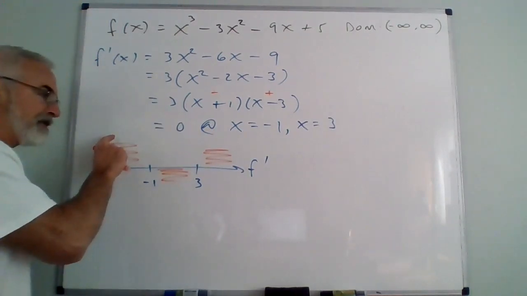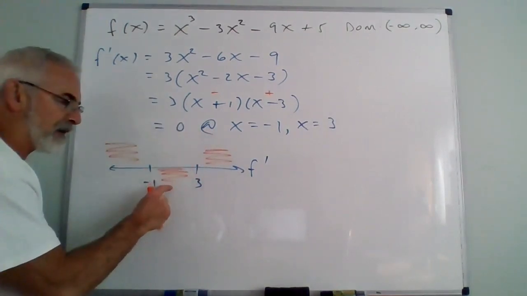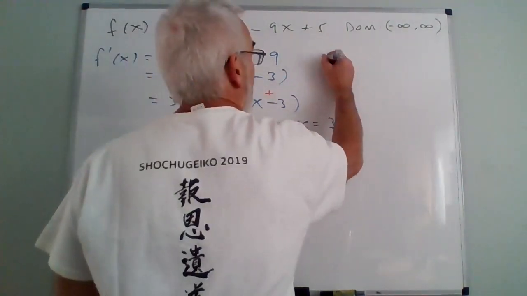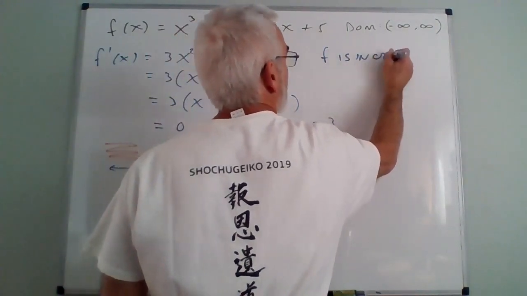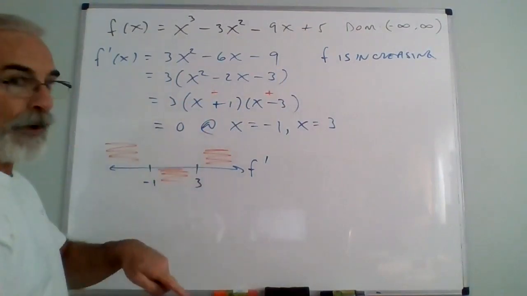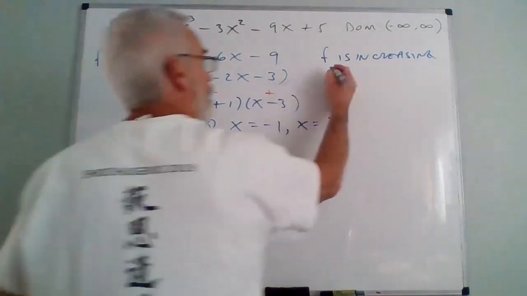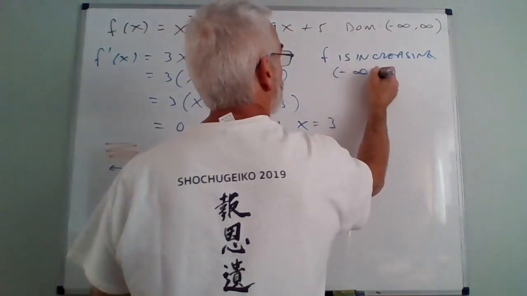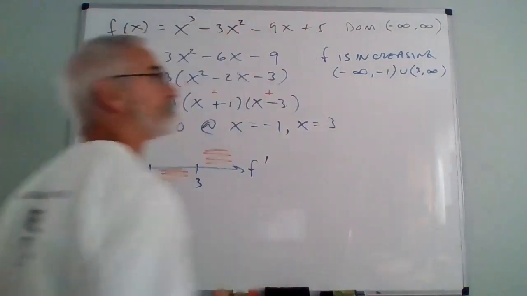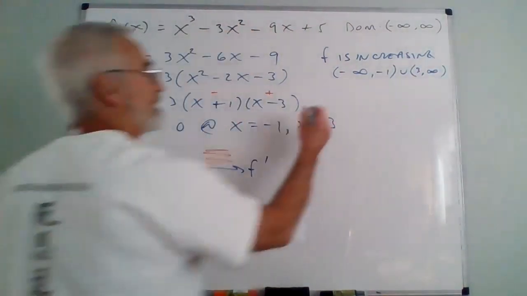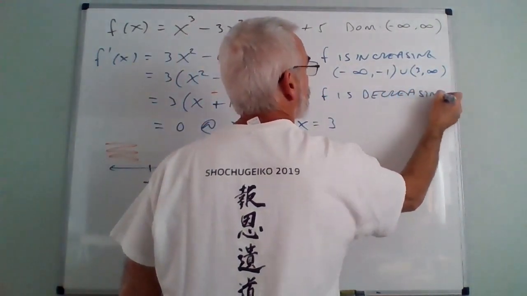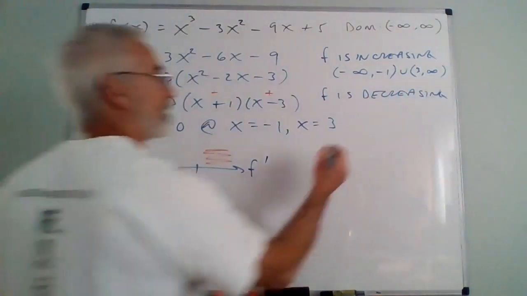Now I can say absolutely. The derivative is positive in these two intervals. The derivative is negative in this interval. So we say that f is increasing in these two intervals. F prime is positive. That means f is increasing. From negative infinity to negative 1, and then again from 3 to infinity. F is decreasing from negative 1 to 3.